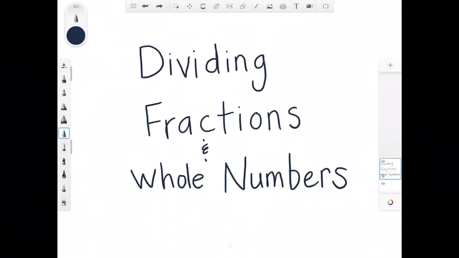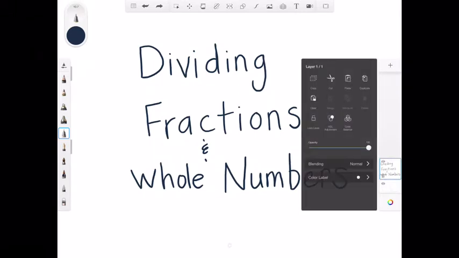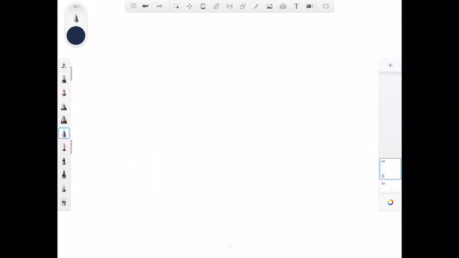Okay, today we're going to review how to divide fractions and whole numbers, and also whole numbers and fractions. Let me go ahead and clear this real quick. We're going to start with a fraction divided by a whole number.